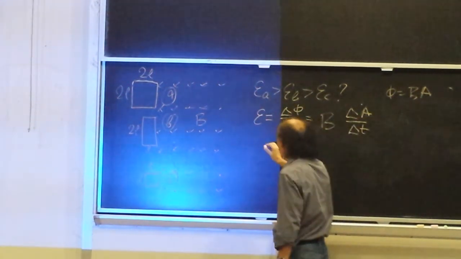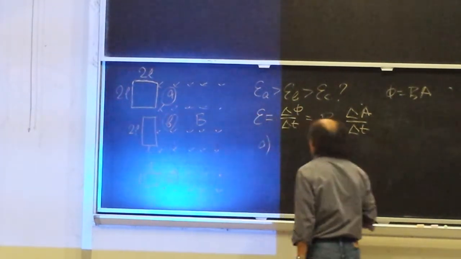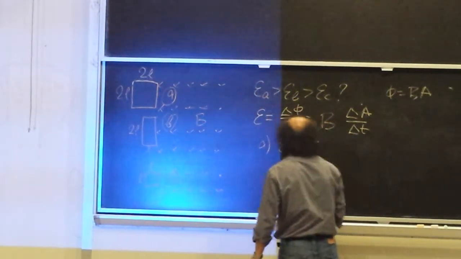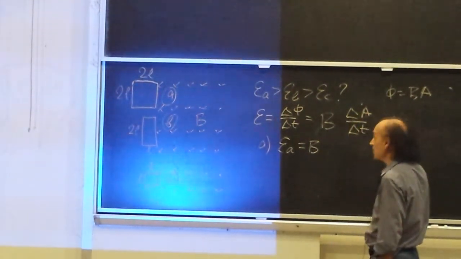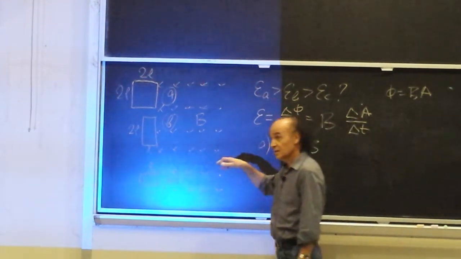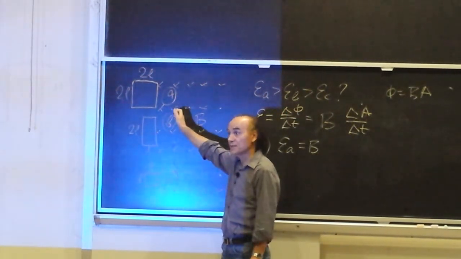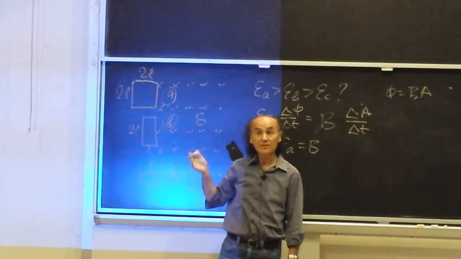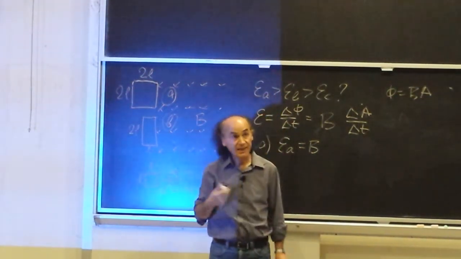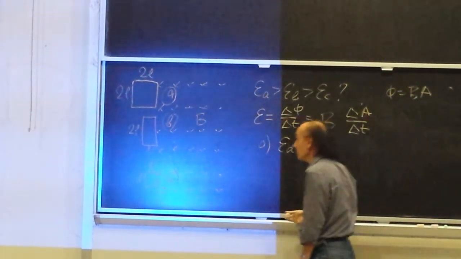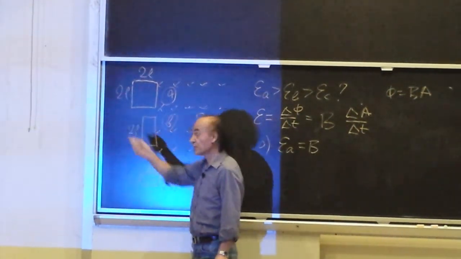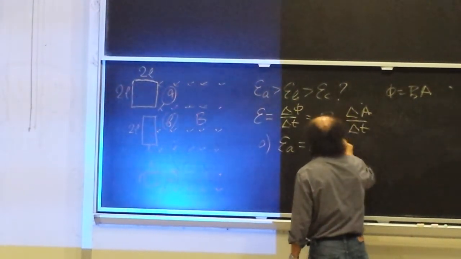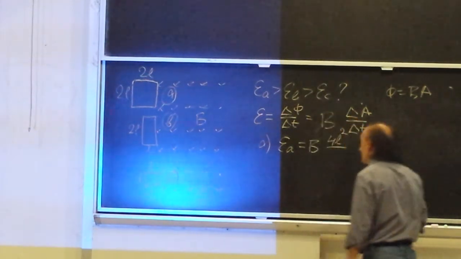So now compare these three cases. Case A: epsilon A equals B times delta A over delta t. The change of area is basically the total area. Initially, the area covered by the field is zero. When it is totally in the field, the total area is in the field. So delta A is the total area. You have 2L times 2L, 4L squared. Delta A is 4L squared. Now delta t.